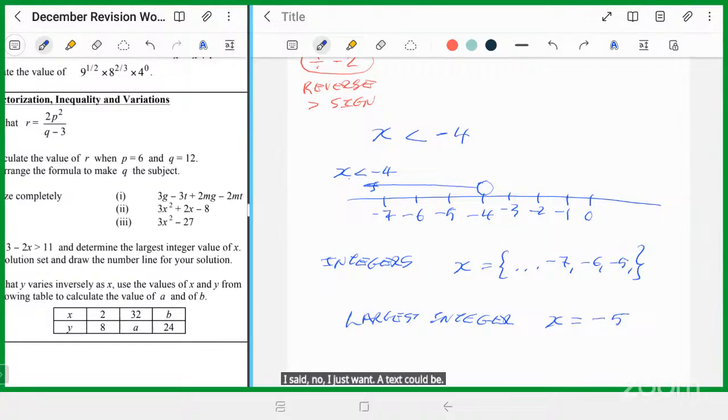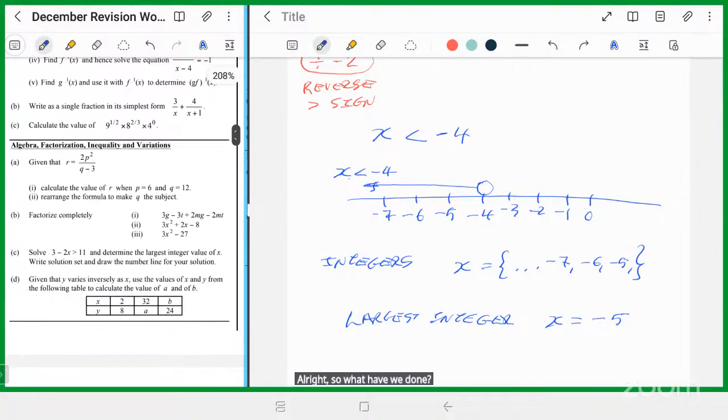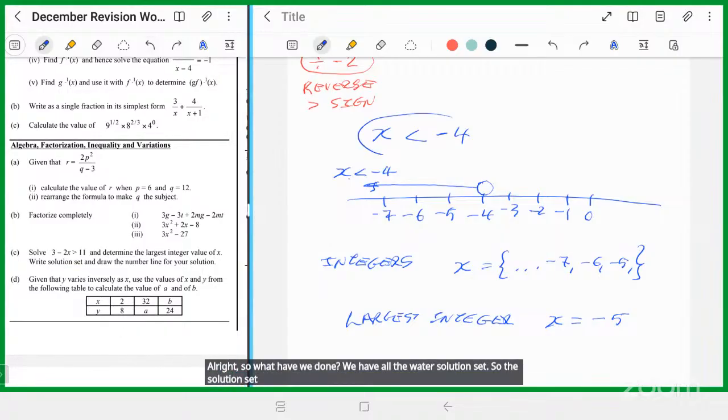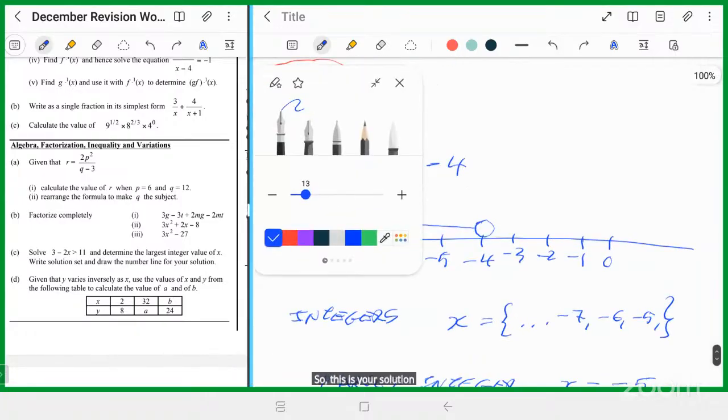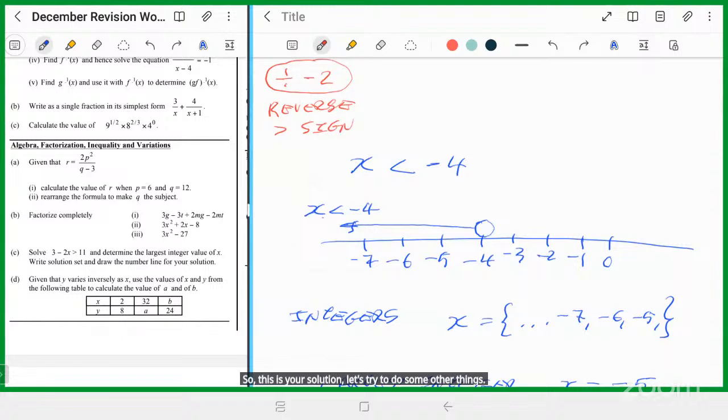Alright, so what have we done? They want a solution set. So the solution set is basically when you put this solution in set brackets. So this is your solution. Let's write out some other things. This is your solution. This is a number line.